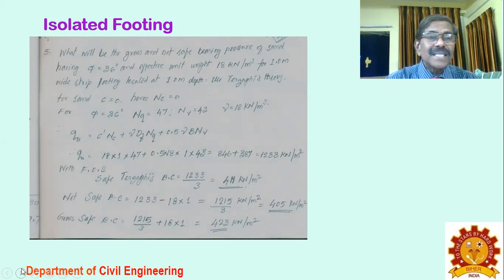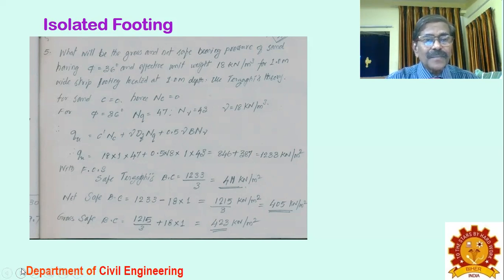For sand, C, the cohesion, is equal to 0, and because the C value is equal to 0, whatever value of NC you get, you can take it as 0. So that term vanishes. So ultimately, QU is equal to gamma D NQ plus 0.5 gamma B N gamma. If you straightaway substitute, you get 1233 kilonewton per meter square.